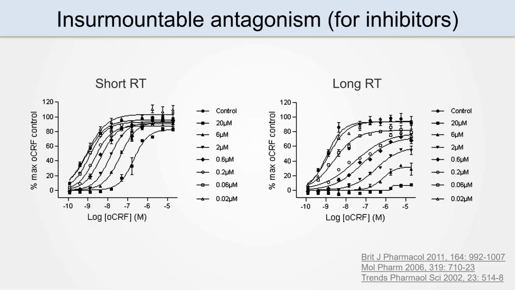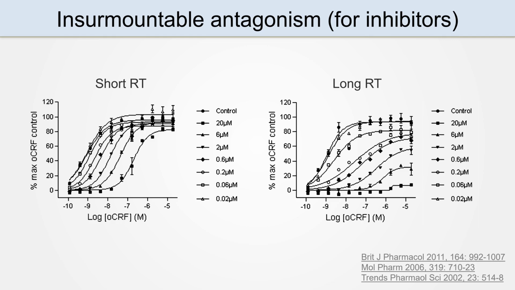Another quick check is the insurmountability test. This is popular for cell signaling assays and is used for antagonist compounds. Here we have an example of cyclic AMP generation by a GPCR, the receptor for corticotropin releasing factor. We do a Schild type experiment where we measure the dose response to the agonist in the presence of increasing concentrations of the antagonist compound. There is a nice diagnostic pattern that can emerge.